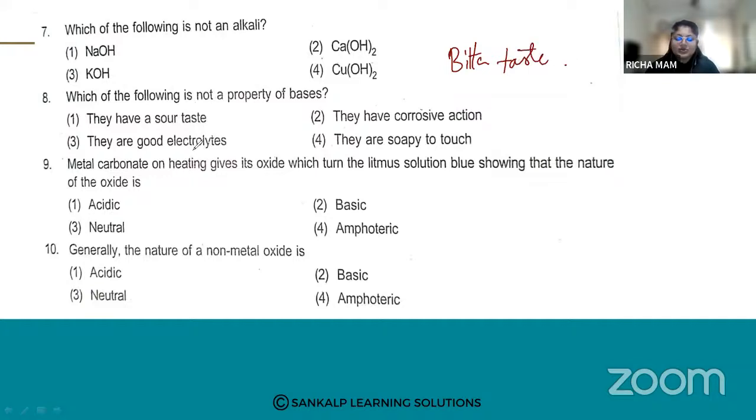Okay. So, the best example of alkali is what? Sodium hydroxide. So, sodium hydroxide is the best alkali. Now, they have asked which among the following is not an alkali. So, sodium hydroxide is an alkali. Which is not an alkali? Calcium hydroxide is also an alkali. Potassium hydroxide is also an alkali.